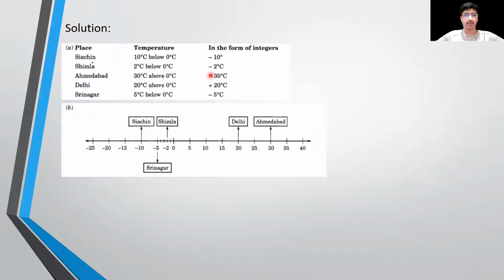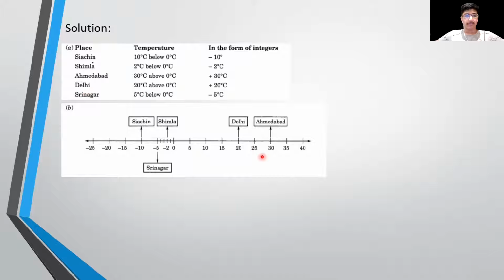Next one, Shimla, minus 2. So again, move to the left hand side of the number line, move 2 unit places, we'll get minus 2. That's Shimla. Ahmedabad, plus 30. So from 0, move to the right as it's plus. So if we move 30 units to the right, we will get Ahmedabad's point.